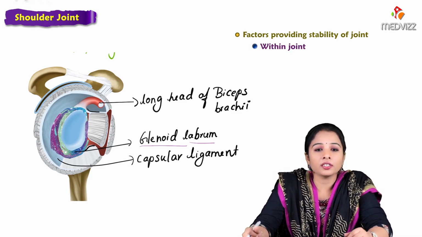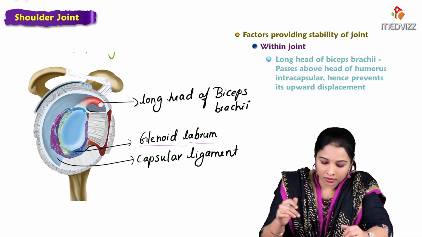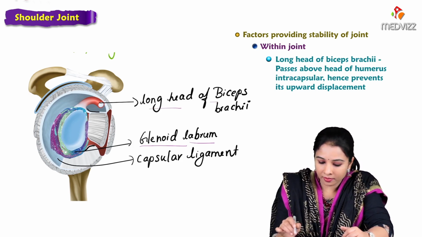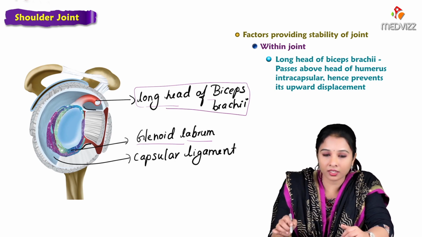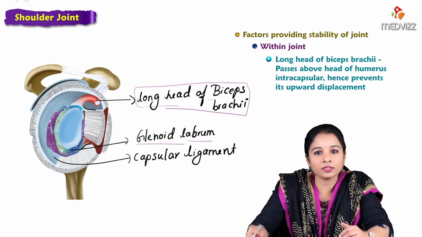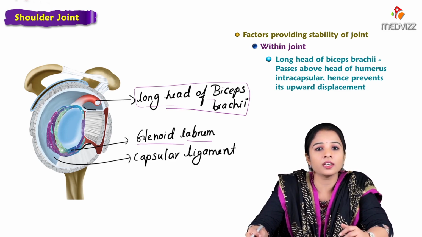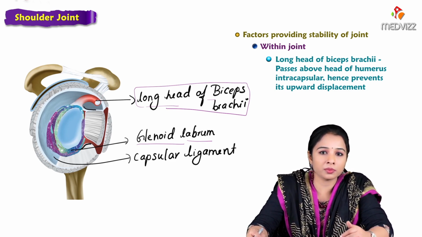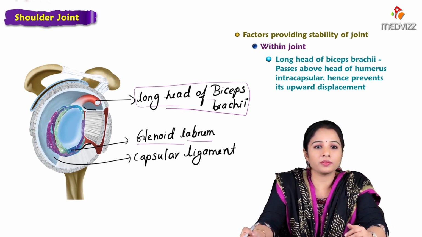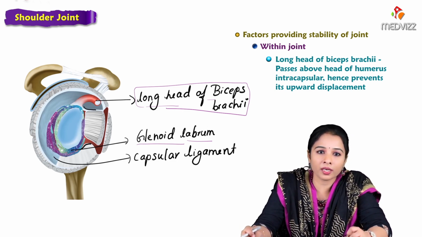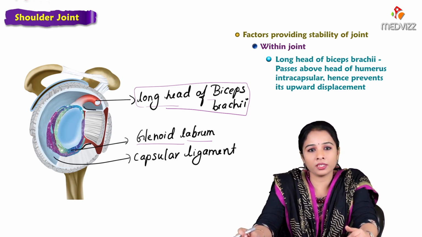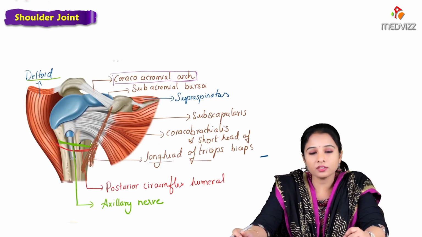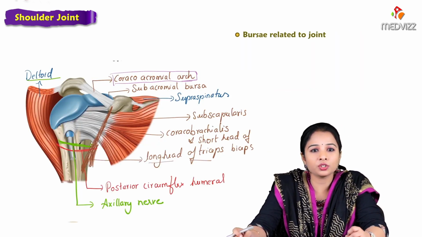Within the joint, there is a tendon called the long head of biceps. This tendon passes above the head of the humerus intracapsularly, hence preventing its upward displacement. The superior displacement is prevented because of the tendon of biceps, which is also a factor which provides stability to the shoulder joint. Next we shall see the bursae associated with the shoulder joint.